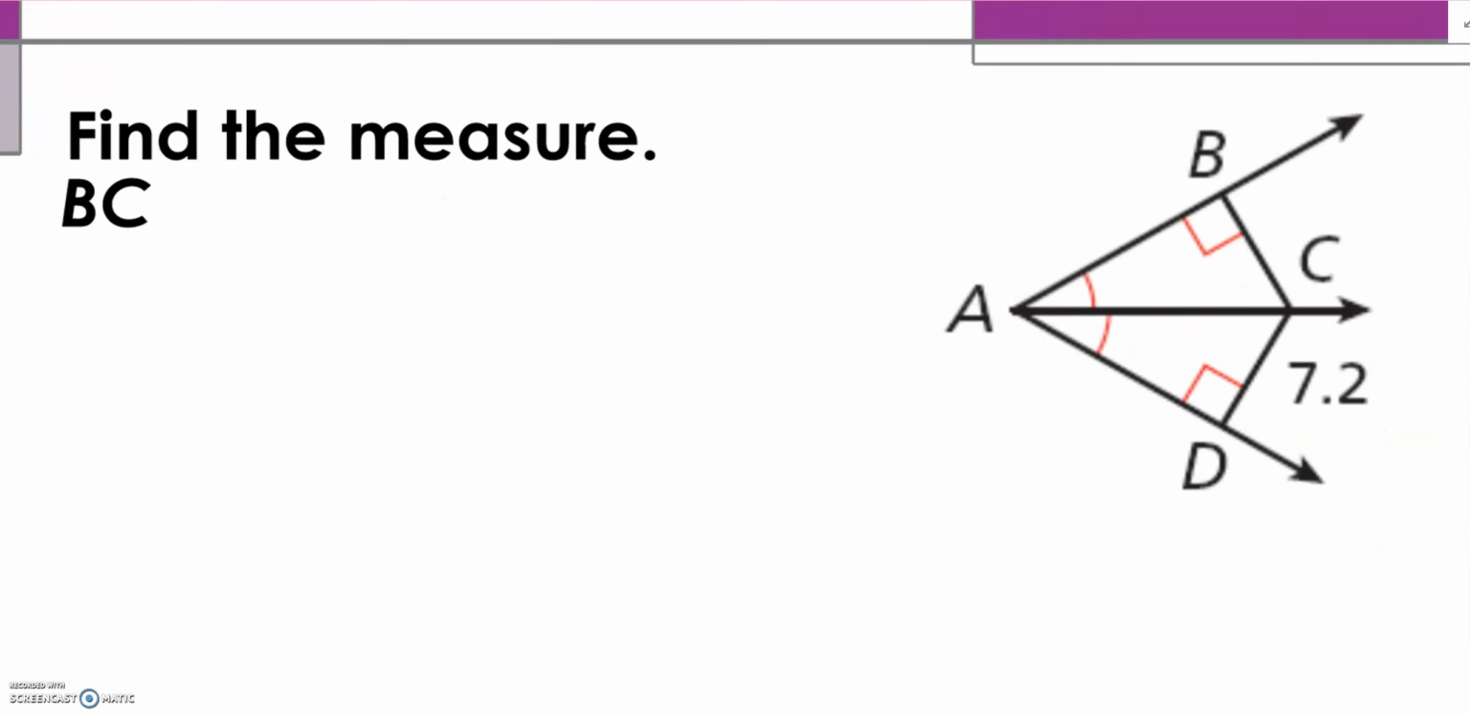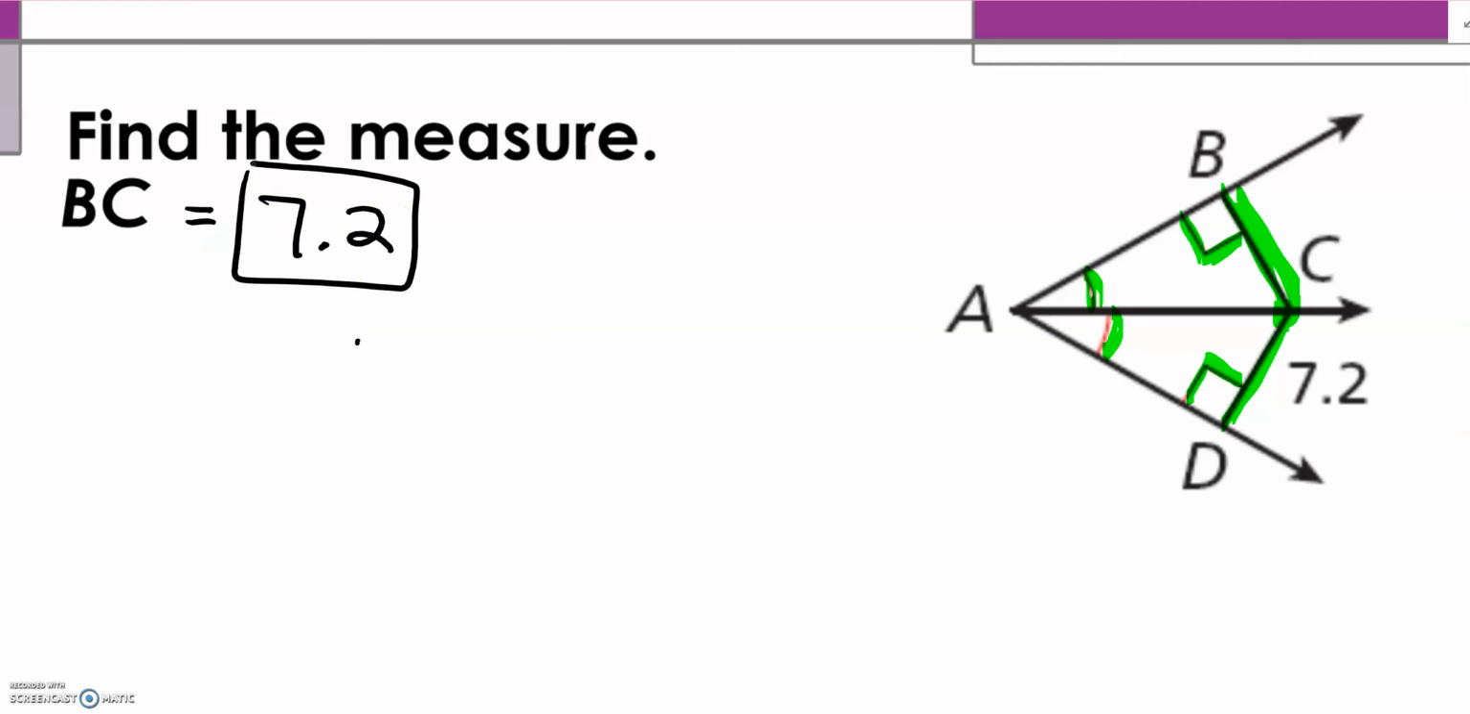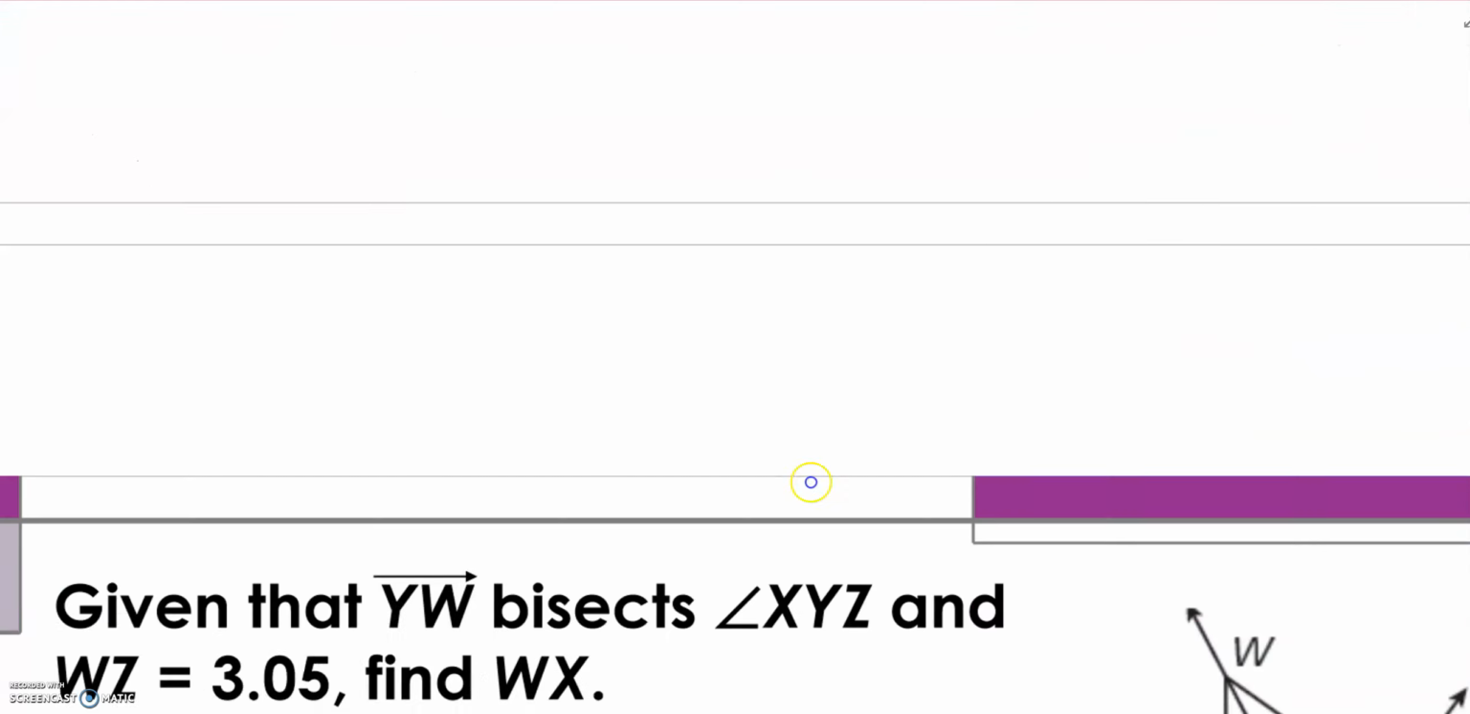Find the measure of BC. Well, I know that C is on an angle bisector because of these arc marks, which means it is the same perpendicular distance away from one side as it is to the other. So if CD is 7.2, then BC is 7.2. Next.